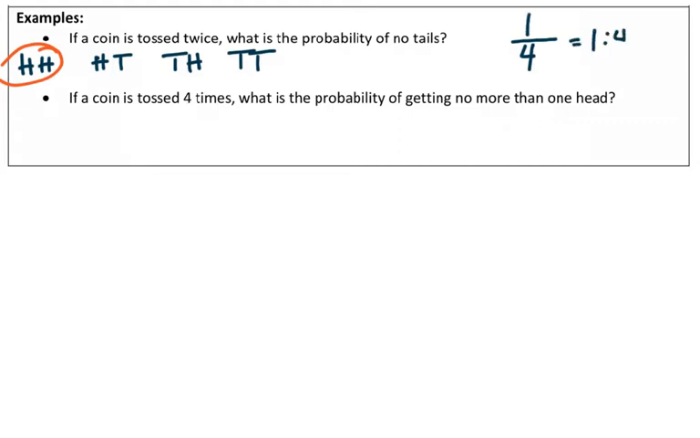Remember, that could look like this. It could be 25%. It could be 0.25. All of these mean the same thing. I usually just do it as a fraction. Alright, and then the last one.